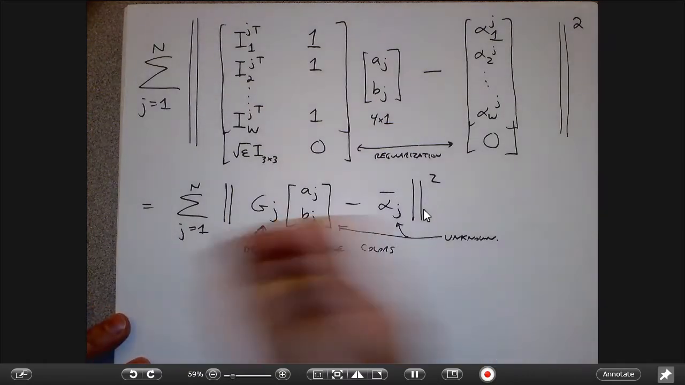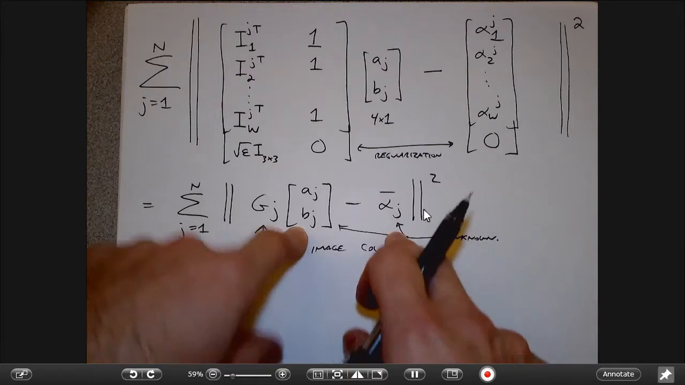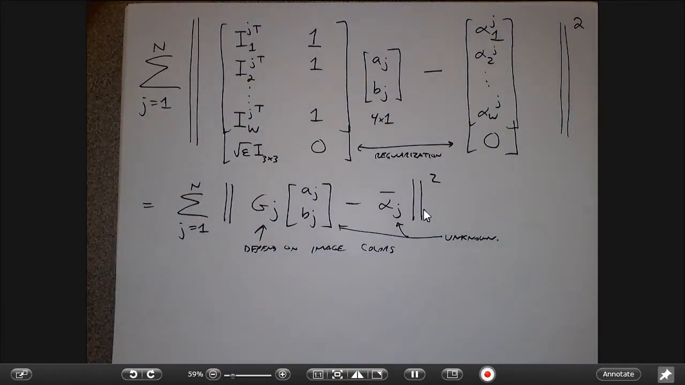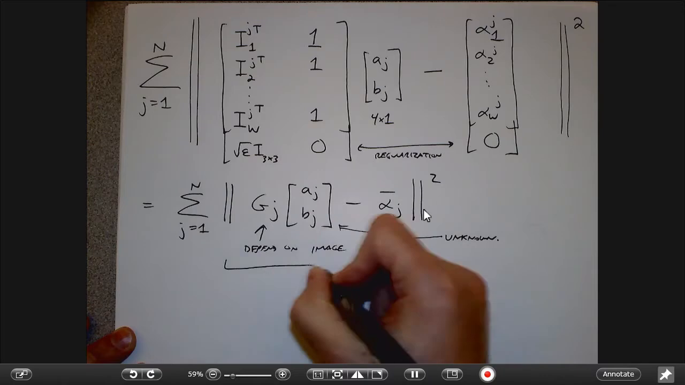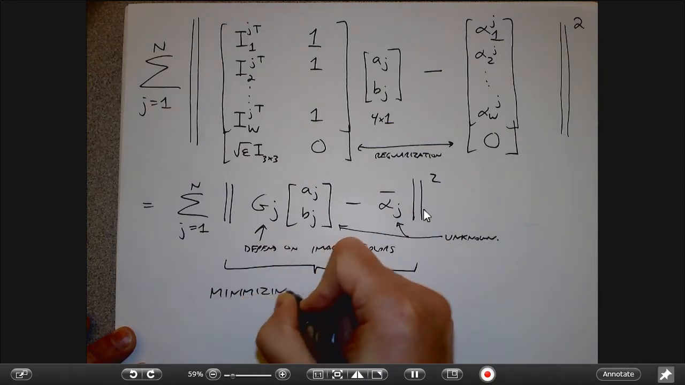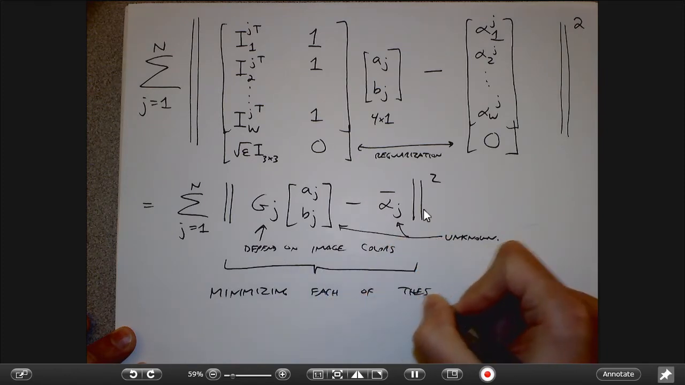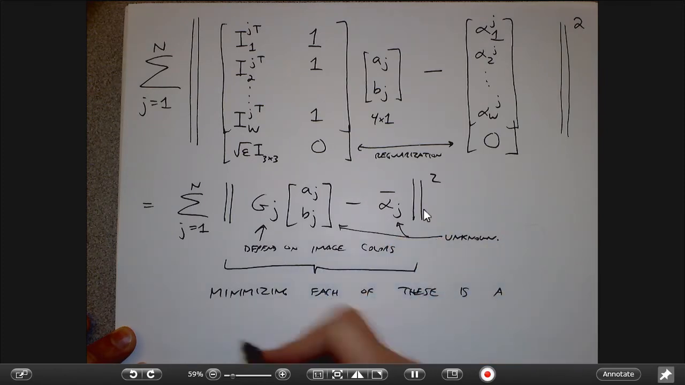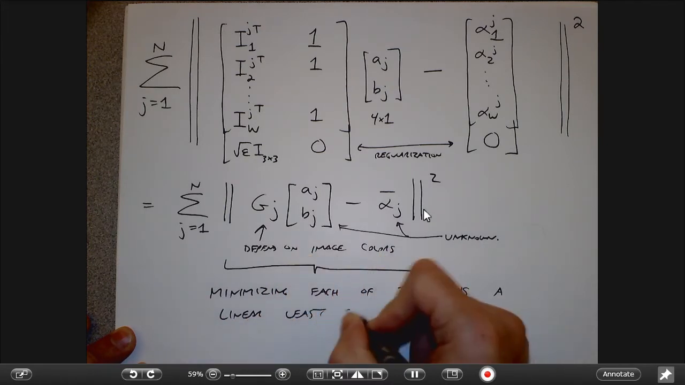And so what I want to do, the whole point of this, is I want to make sure that this vector is close to that vector for all the windows, right? So how do I minimize this difference? Minimizing each of these is a linear least squares problem.